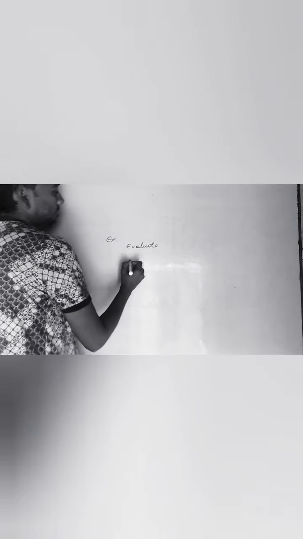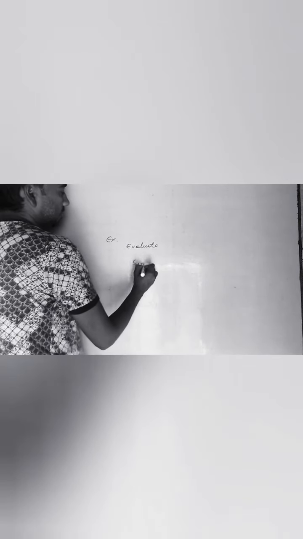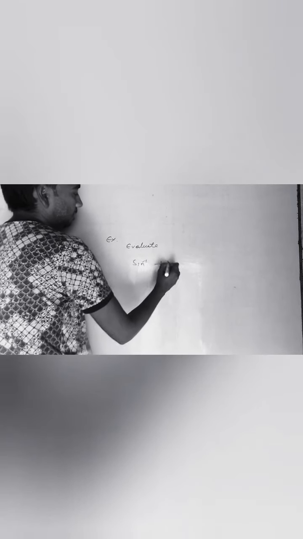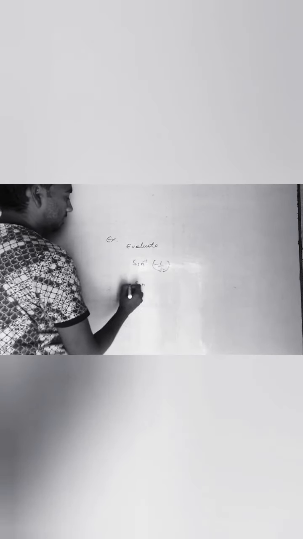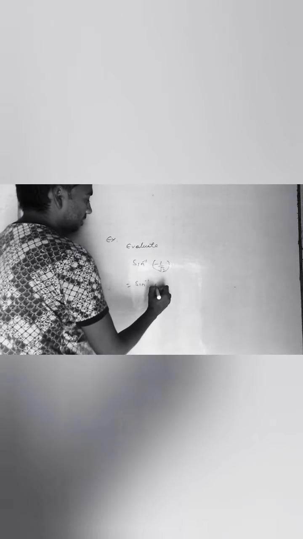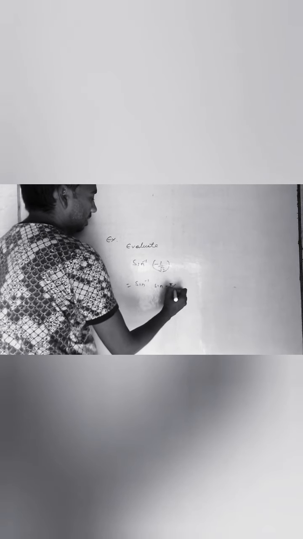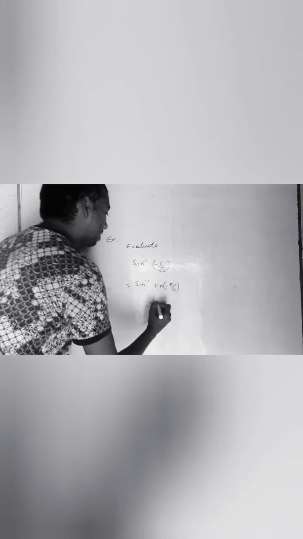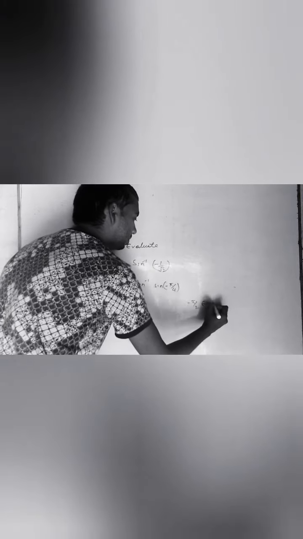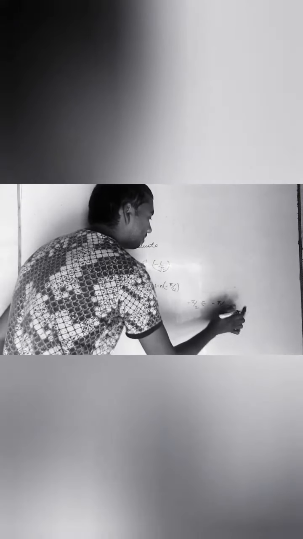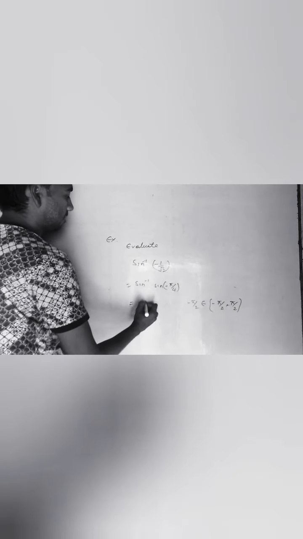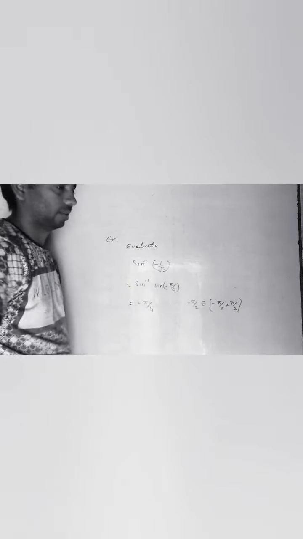Next example, sin inverse minus 1 by root 2. साइन इनवर्स माइनस 1 by root 2 किसमें होती है, माइनस पाई बाई 4, sin minus pi by 4, and minus pi by 4 belongs to minus pi by 2 to plus pi by 2. So the answer is minus pi by 4. So by this example you can solve exercise 2.1 the same way.